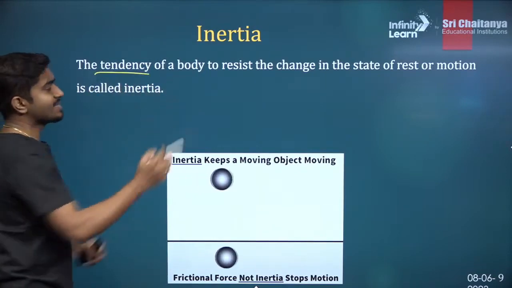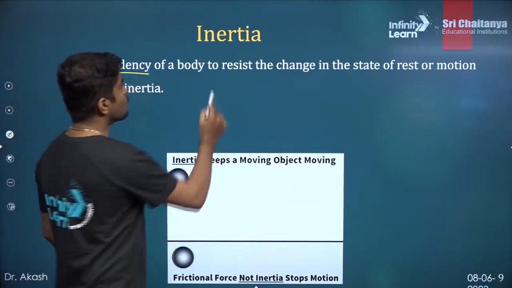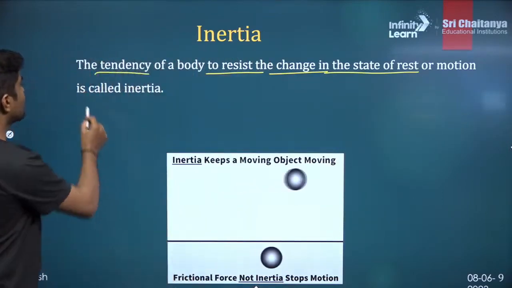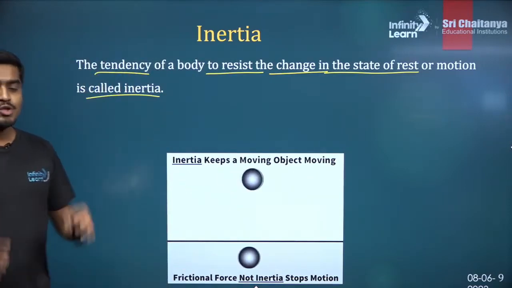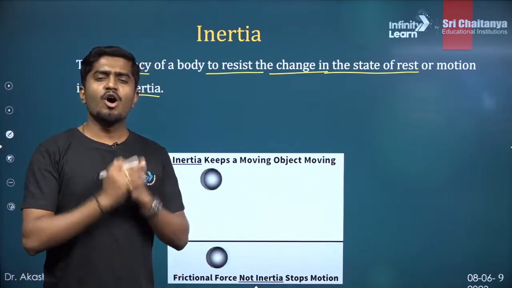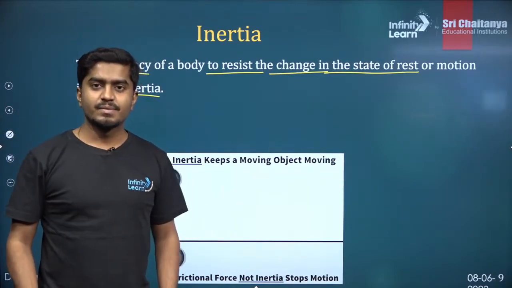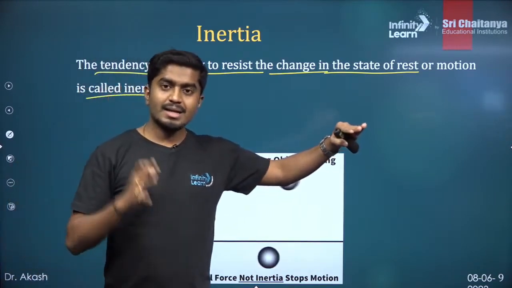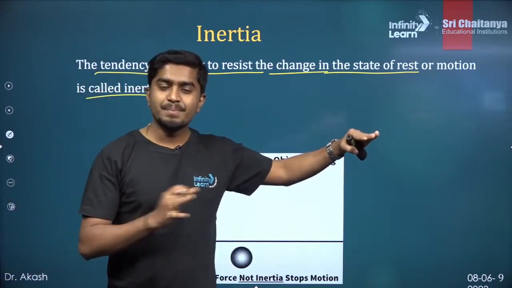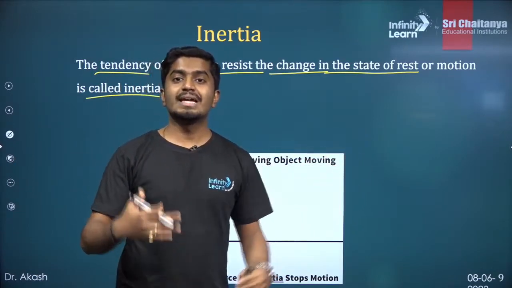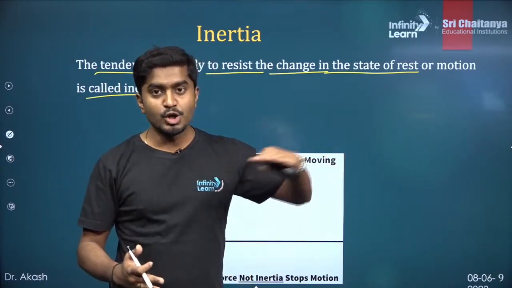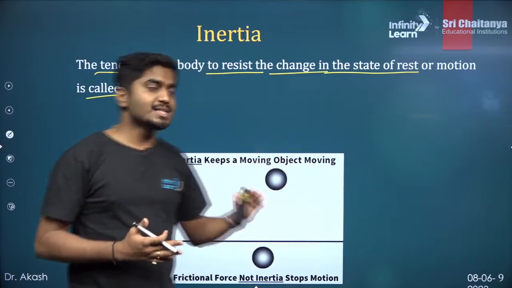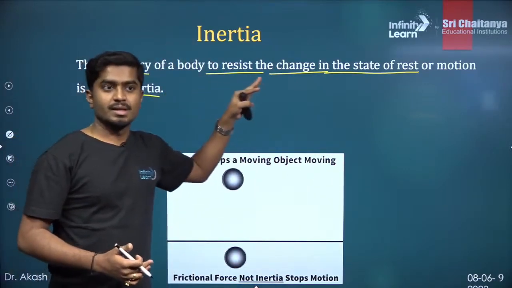Inertia is a tendency, that means a property of the object, to resist change in the state of rest or state of motion. This is called inertia. So if the object is at rest, the object wants to continue to be at rest. No matter what happens, the object wants to just sit there. If the object is moving, the object wants to move with the same speed. It does not want to increase or decrease the speed, and it wants to move in a straight line. It does not want to change the direction. That is called inertia. Clear?